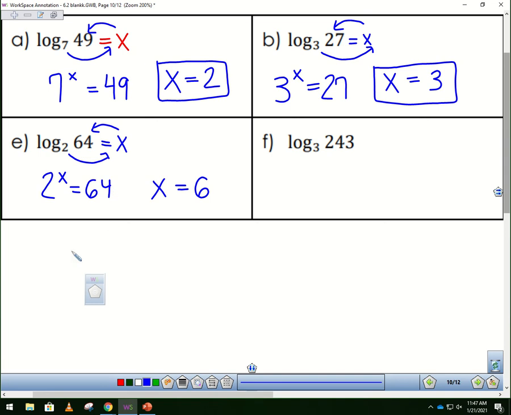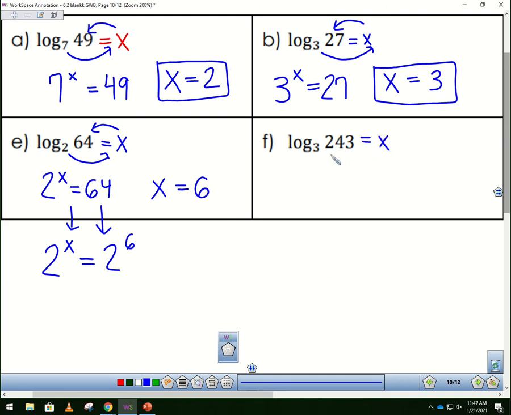Now something else that you can do, and I'll just show you how this could work, is you could say 2 to the x is equal to, well, we know that we can put 2 to the 6th power, which means x is 6. You can rewrite this that way as well. So that's another option on how to see this.